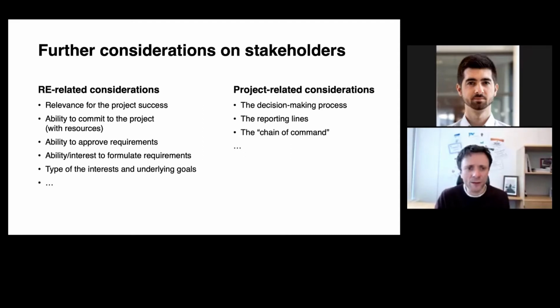If there's only one recommendation I would like to give you here, it is never take a shortcut. Never bypass key reporting lines, never jump the hierarchy.